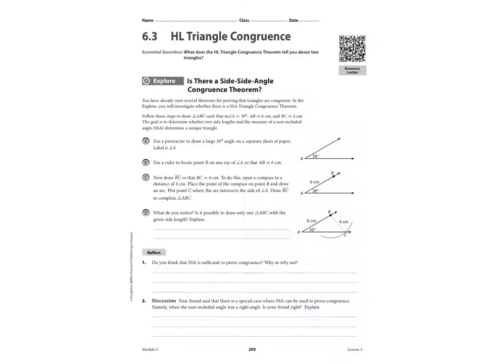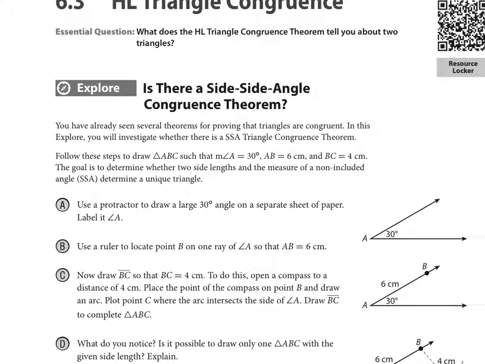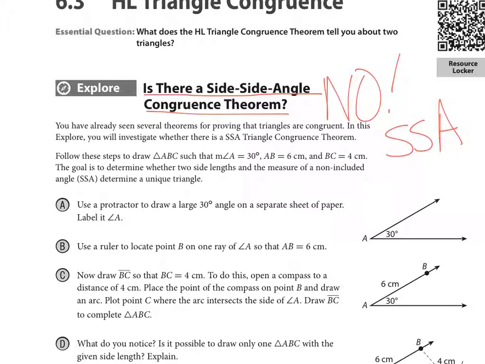So now if you turn to page 295 in 6.3, we're going to talk about the HL triangle congruence. The first thing it talks about here is, is there a side-side-angle theorem? And that answer is no. Side-side-angle. And see how it spells a bad word if you go that way? That's how you know that you cannot use it. We cannot use that to prove anything.